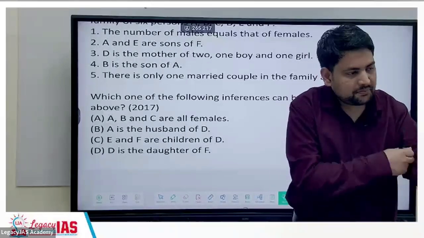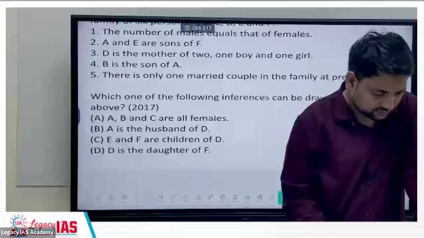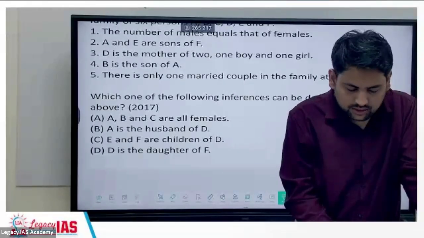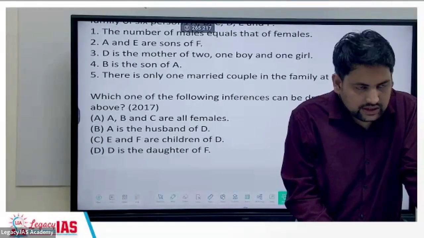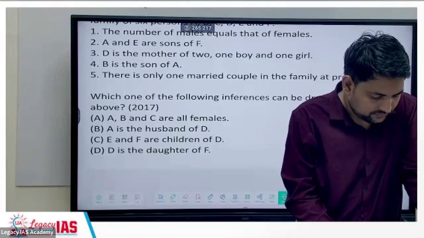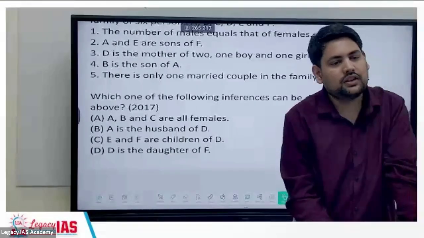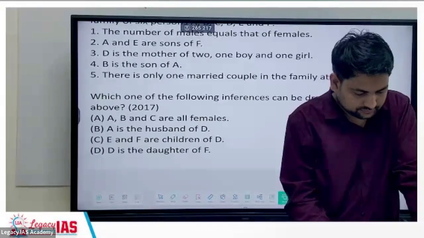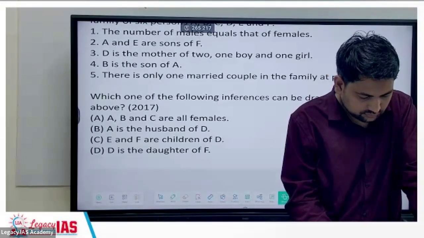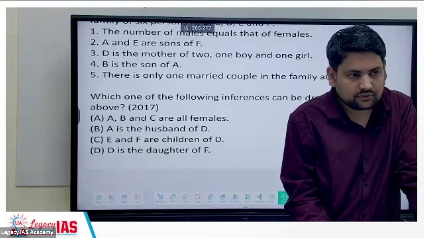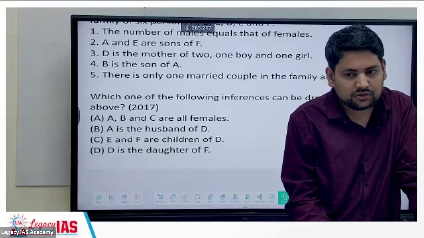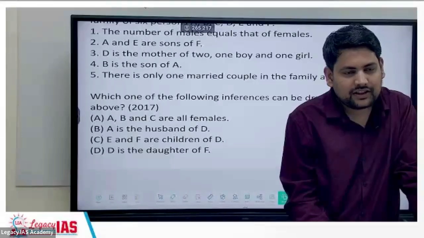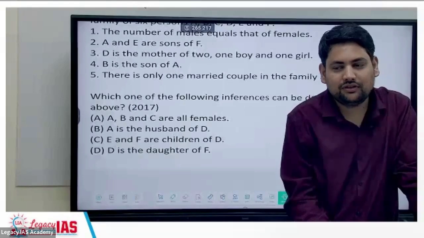First point, in puzzles, if a person is said to have children, assume that they have a spouse too.